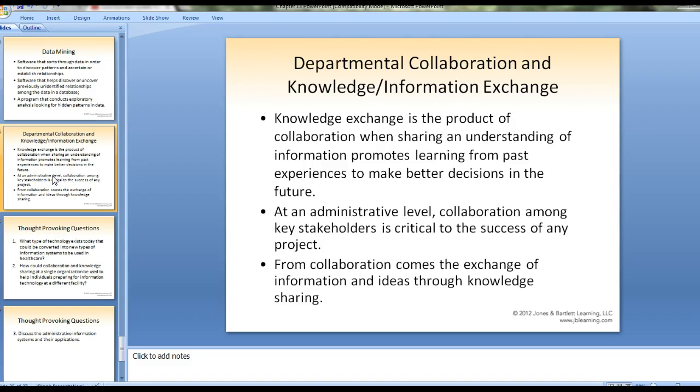So, departmental collaboration and knowledge information exchange. Knowledge exchange is the product of collaboration when sharing and understanding of information. It promotes learning from past experiences to make better decisions in the future. At an administrative level, collaboration among key stakeholders is critical to the success of any project. So from collaboration comes the exchange of information and ideas through knowledge sharing.